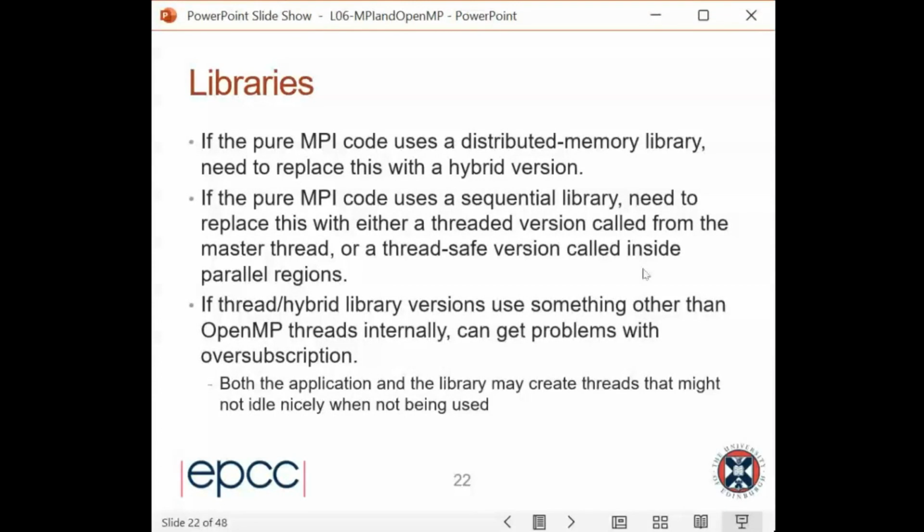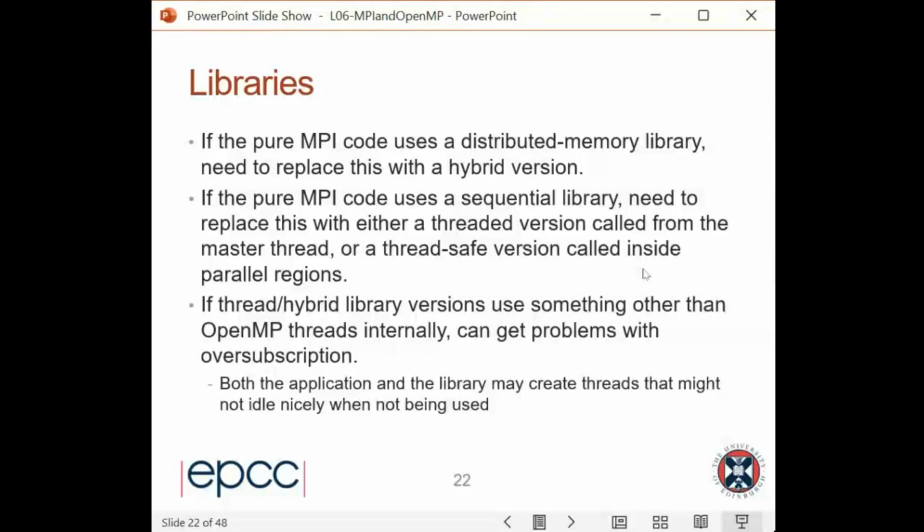This is a bit of a pragmatic issue, but there is a big issue here if you use libraries. People do use libraries all the time. You use Fourier transform libraries. You use linear algebra libraries. If the pure MPI code uses a distributed memory library, you need to replace it with a hybrid version, and there may not be a hybrid version.